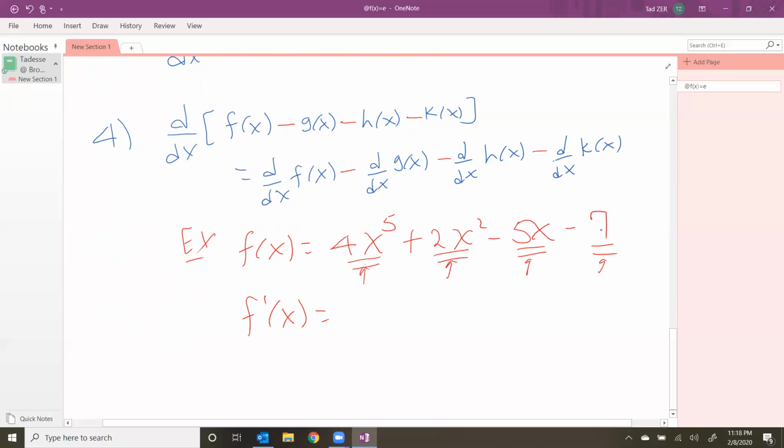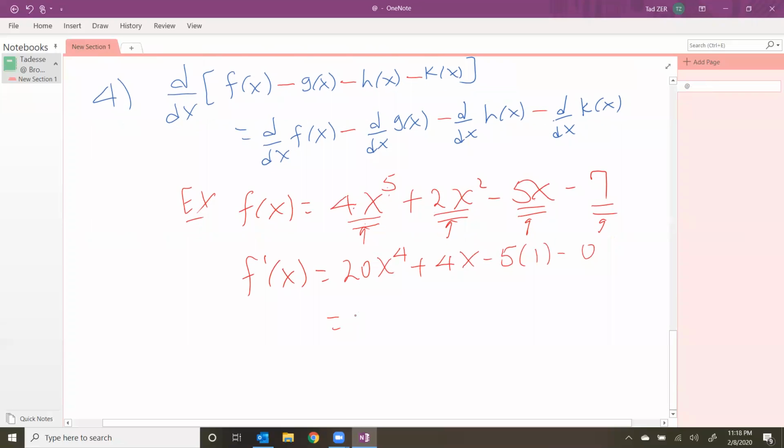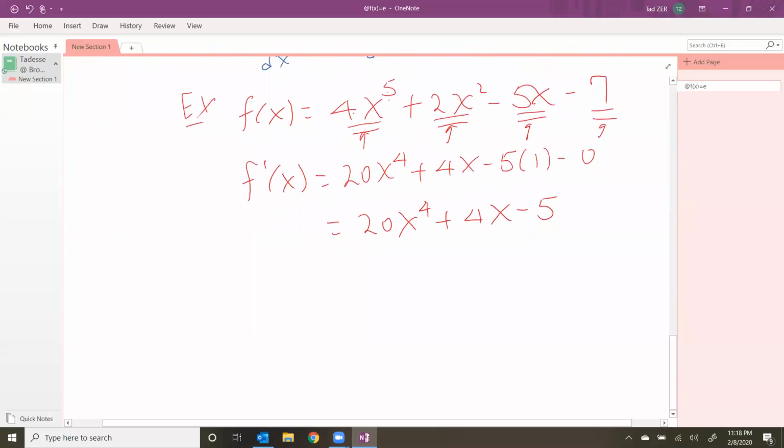And then I will use the constant multiple rule and the power rule, right? So 5 times 4 is what? 20x to the power of 4, plus 2 times 2 is 4x, minus 5 is a constant, the derivative of x is 1, minus the derivative of 7 is 0. So if you simplify this, it becomes 20x to the fourth plus 4x minus 5. That will be the derivative of the sum and difference of functions.